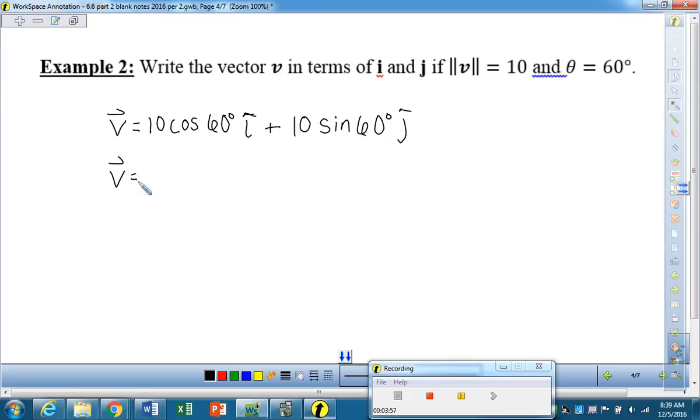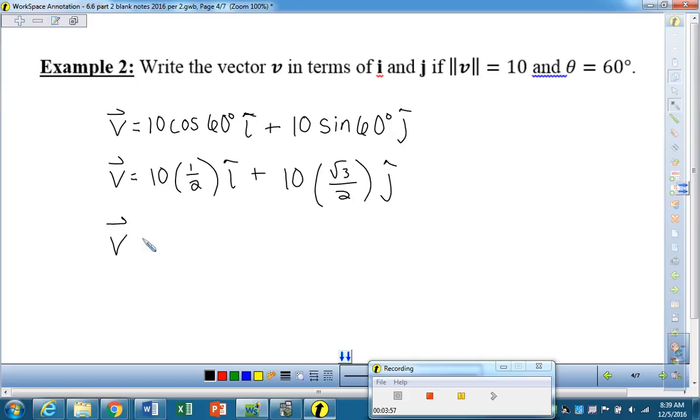Now we're going to simplify these down. If it's an angle that's easy enough to do on the unit circle, you can use the unit circle value. You can also type this into your calculator. Thinking about the unit circle, cosine 60 degrees is 1/2, and sine 60 degrees is √3/2. All right, so we can write this as 5i plus 5√3j.